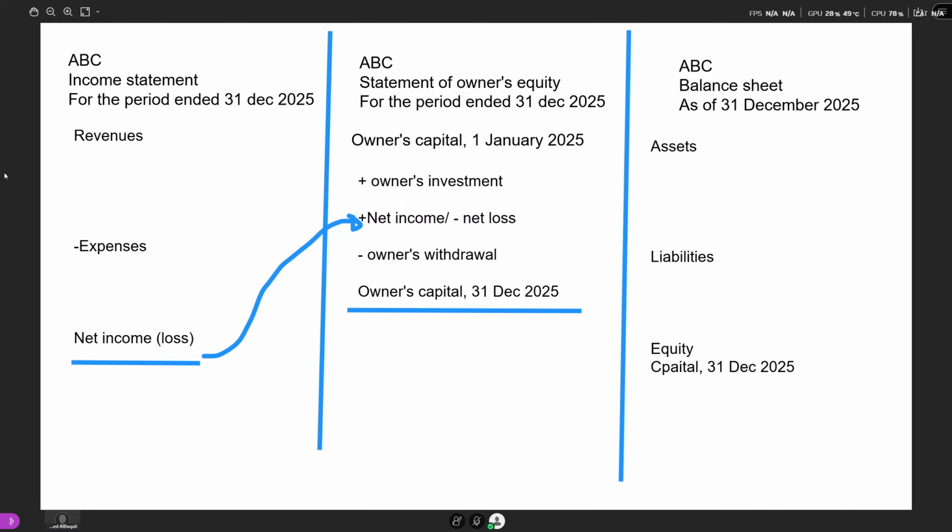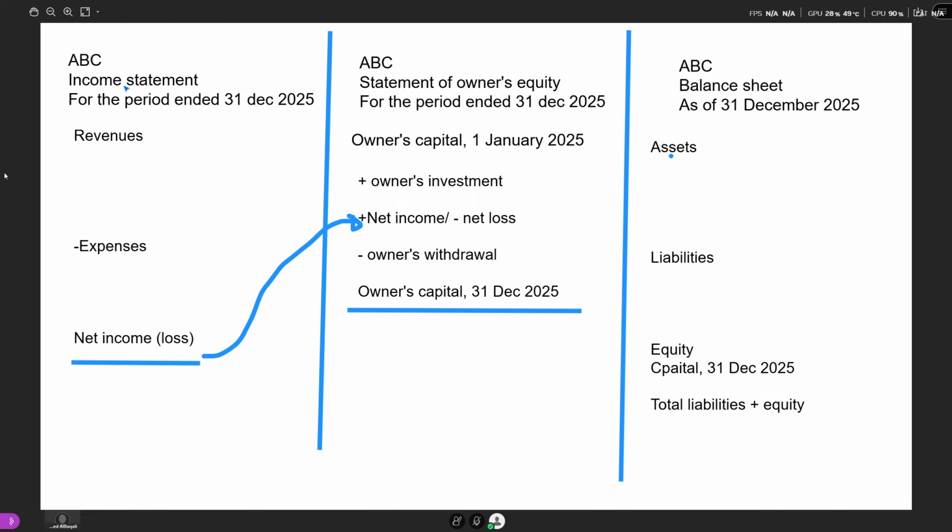And finally, you need to make sure that your total liabilities plus equity are equal to your total assets. Okay, now so far what I did here is I presented just the structure of my financial statements.